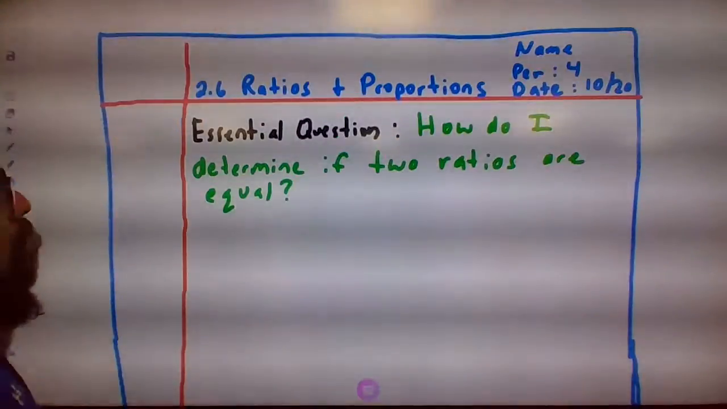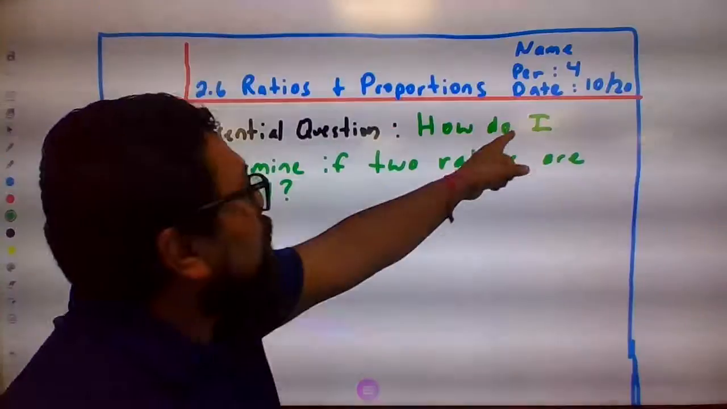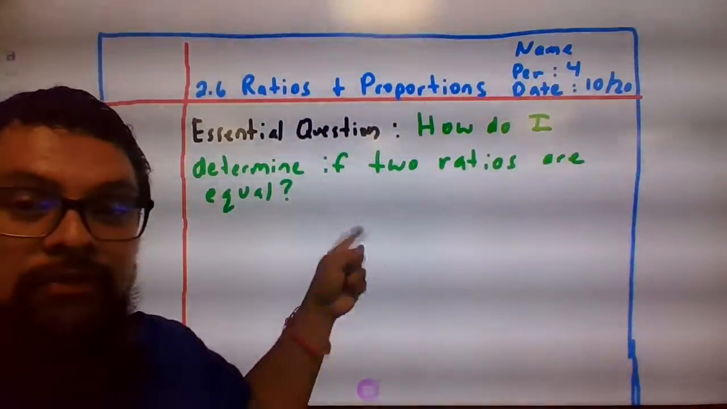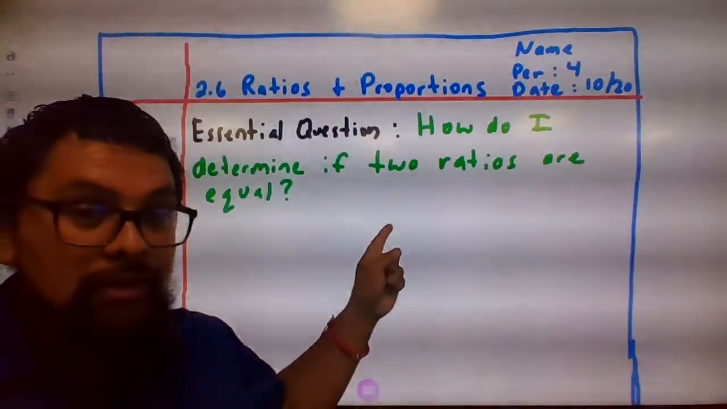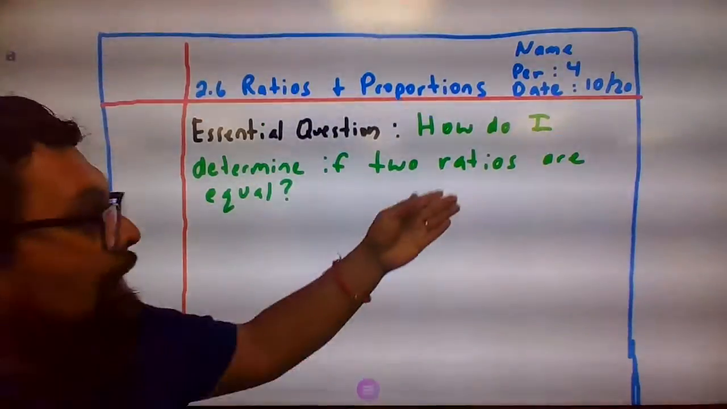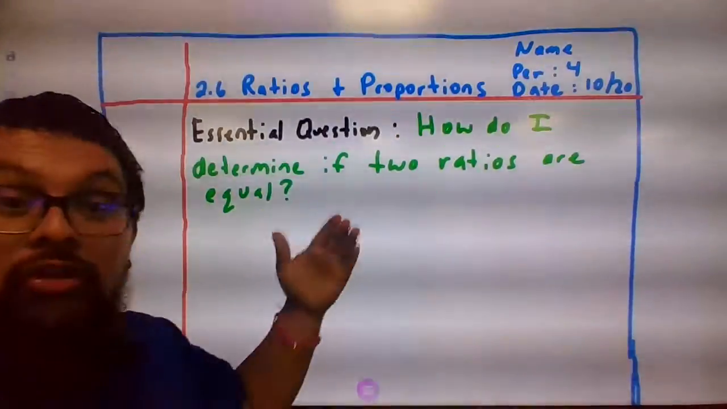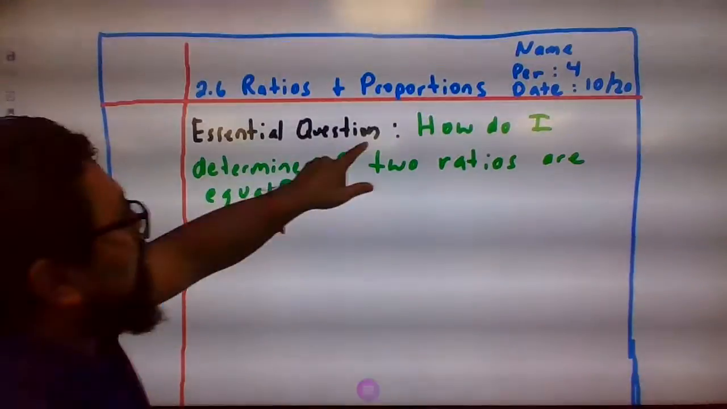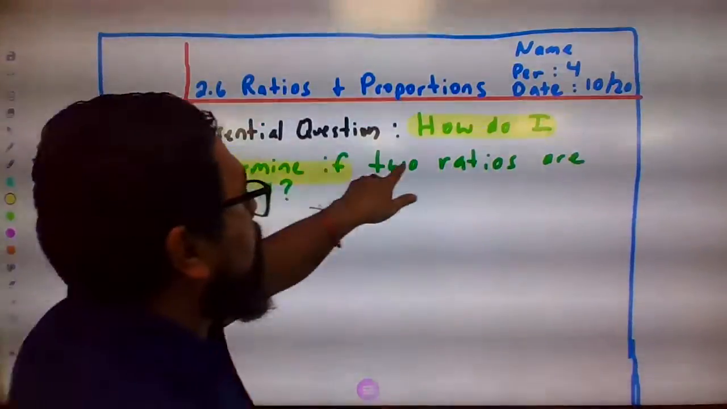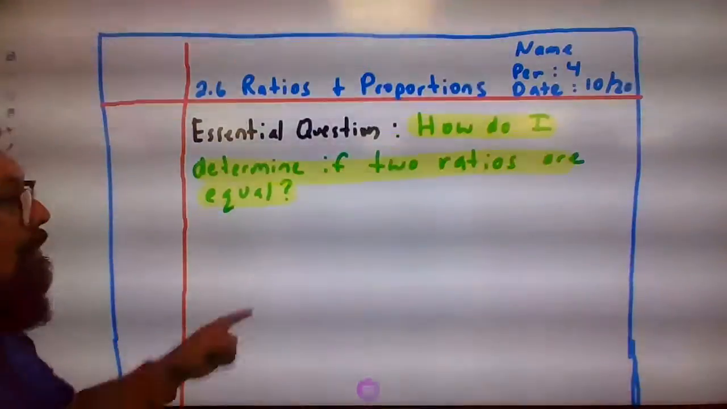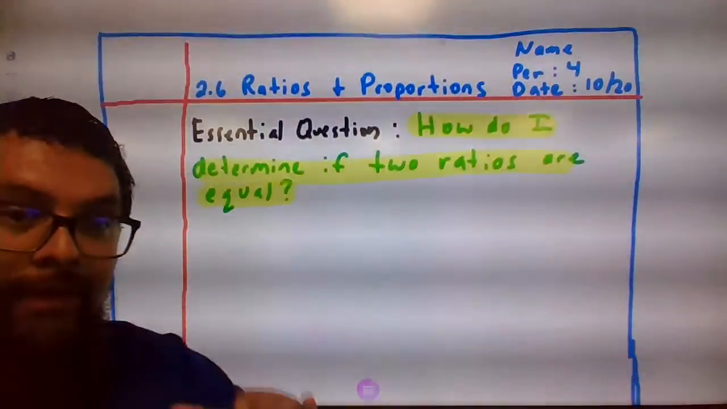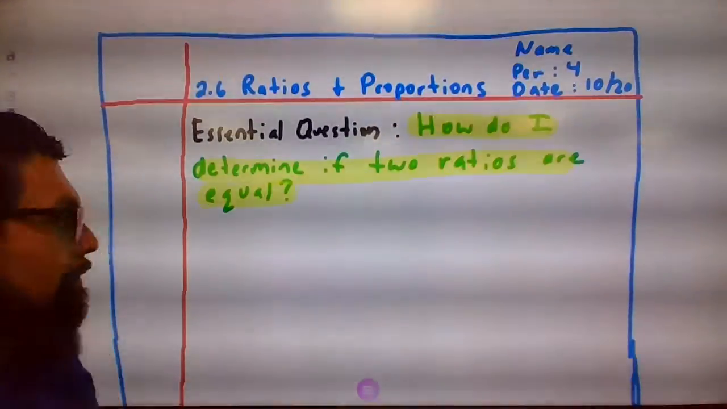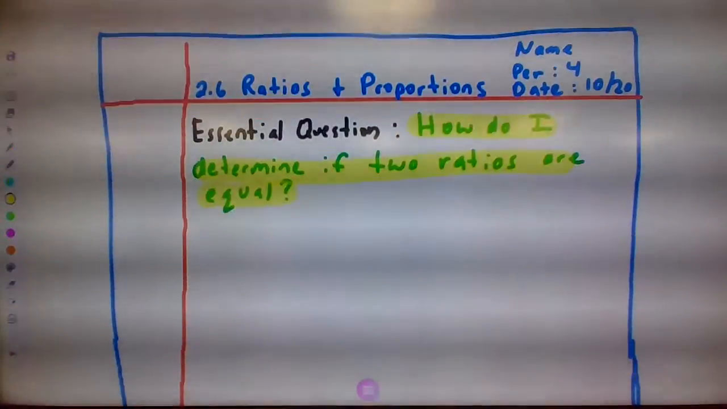Anyways, so essential question: how do I determine if two ratios are equal? So this is your essential question. Normally you would highlight this or circle it. You can do that as well if you want. You can take your highlighter and put it over like that once you write it down. But this is the question we're going to answer after this lesson. Okay, when we're done with today's lesson, we're going to be able to answer this. Okay, all right, so let's go ahead and continue.